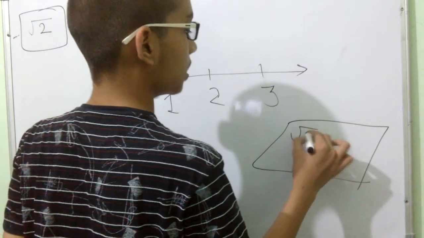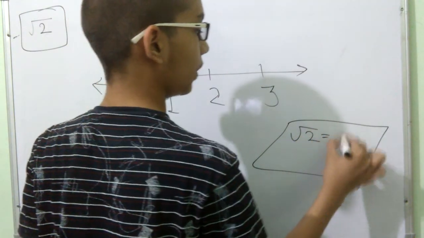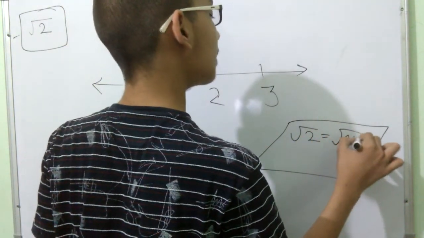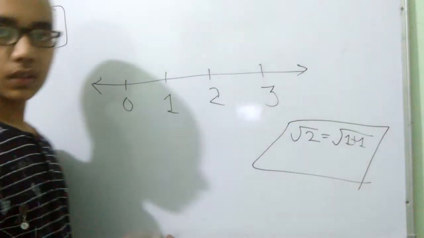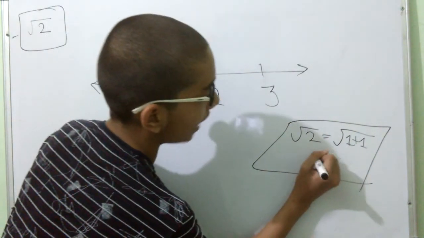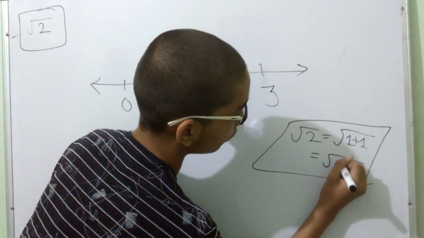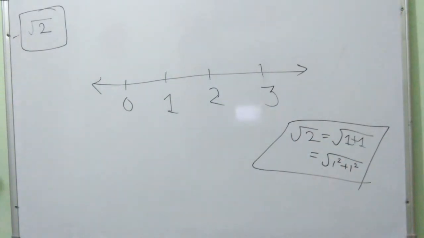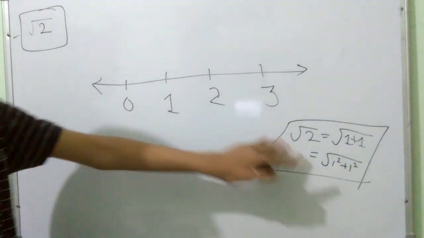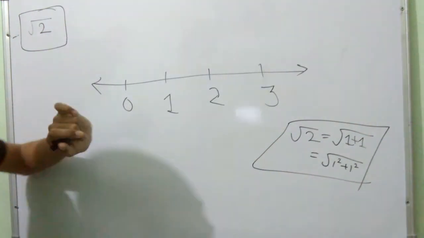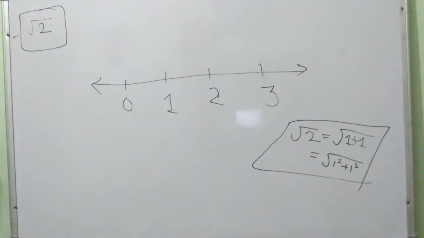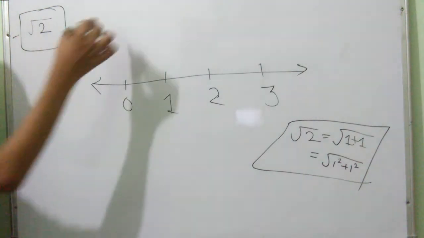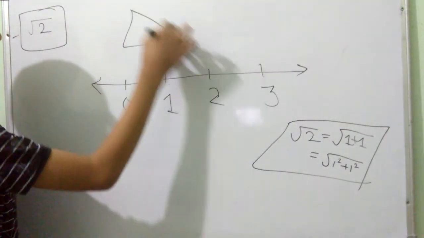root 2, split it, and what you will get? Under root 1 plus 1. Clear? Because 1 plus 1 is 2. That means under root of 1 square plus 1 square. Clear, students? Under root 2 means under root of 1 square plus 1 square. That is 2.